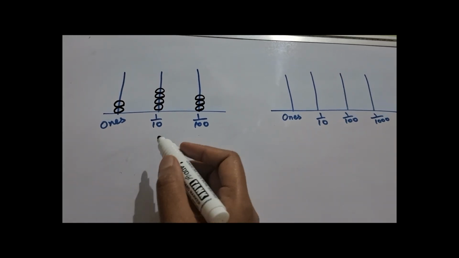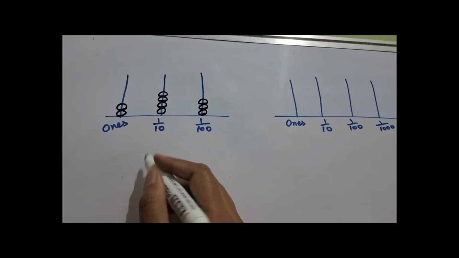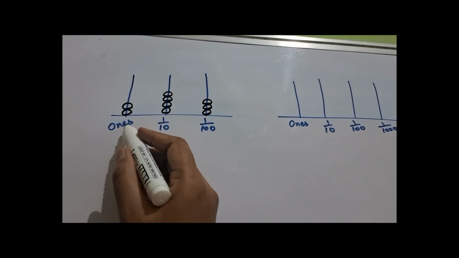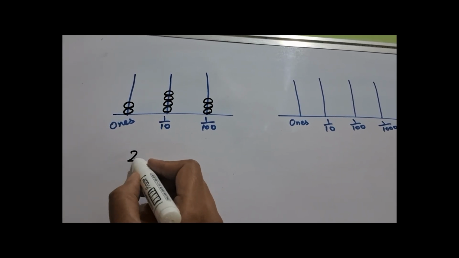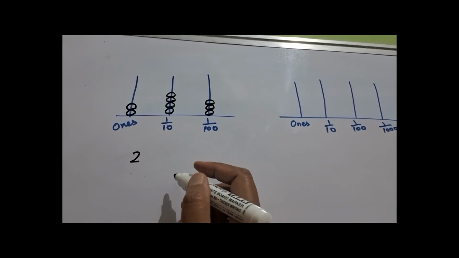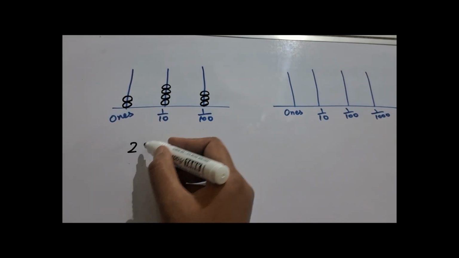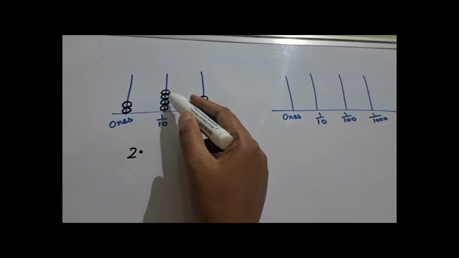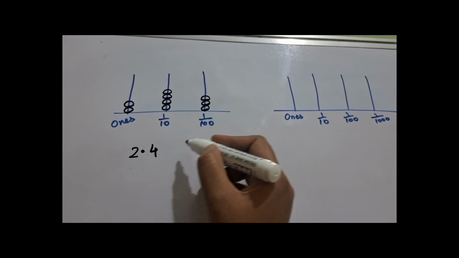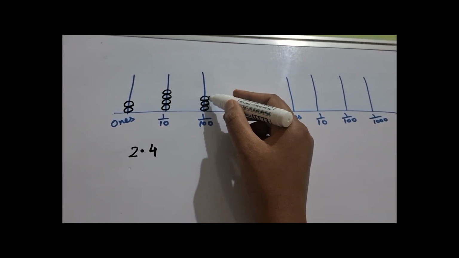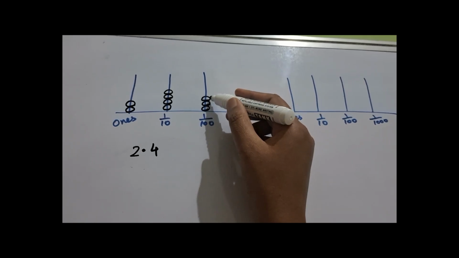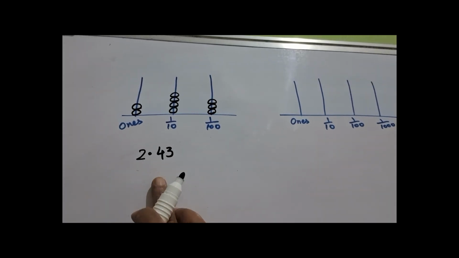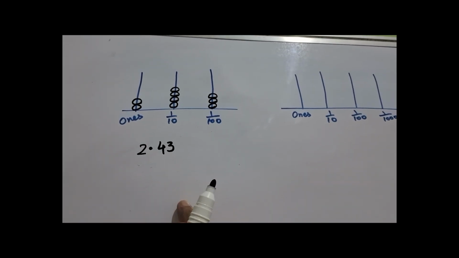Now let's write the decimal number for this abacus, children. In ones place it is 2. That means in ones place 2, the whole number. Okay. And point. In 1 by 10's place, how many are there? 1, 2, 3, 4. 4. Okay. And in hundreds, 1 by 100 place, hundreds place 3. So 3. So this is the decimal number for this abacus, children.